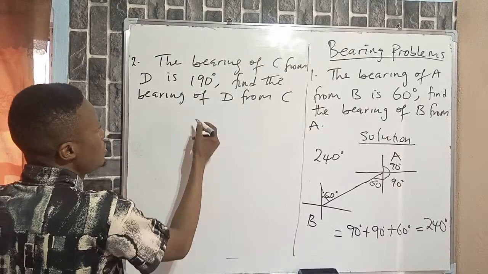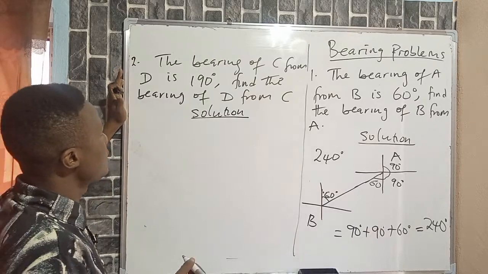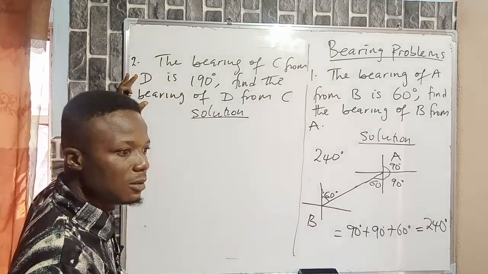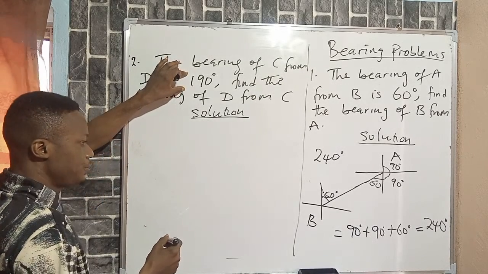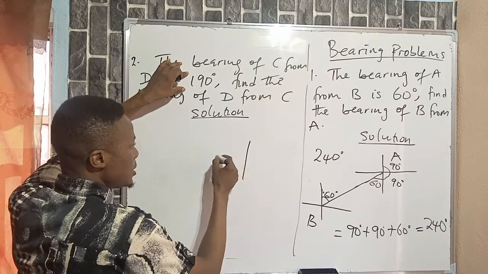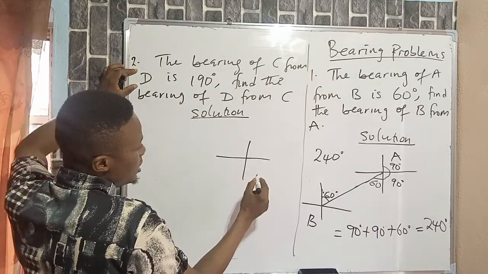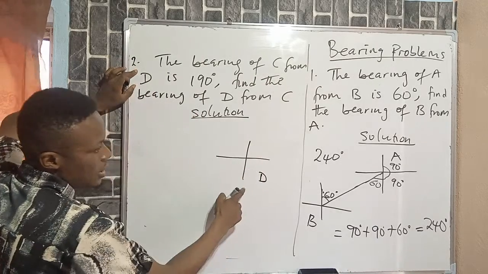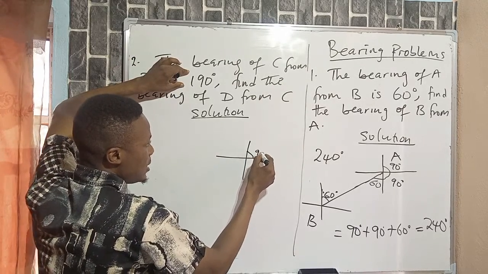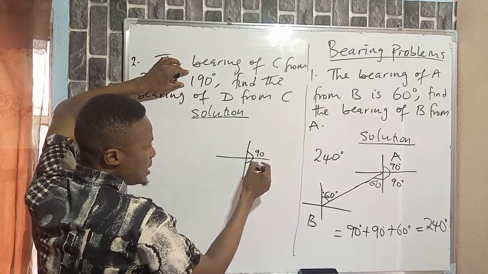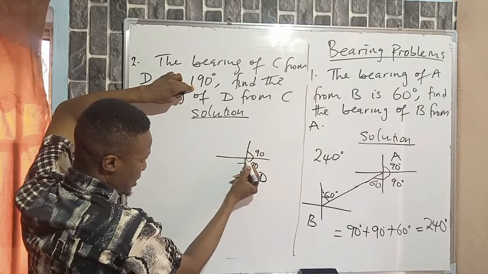Okay, to do that, solution. The bearing of C from D is 190 degrees. Find the bearing of D from C. This is 190 degrees, so you draw your cardinal point. Bearing of C from D means the journey is taking place from D. So I will label here D, and the angle is 190. From here to here is 90. From here to here is another 90. 90 plus 90 is 180, and 180 is not up to 190, which means it will enter this quadrant.